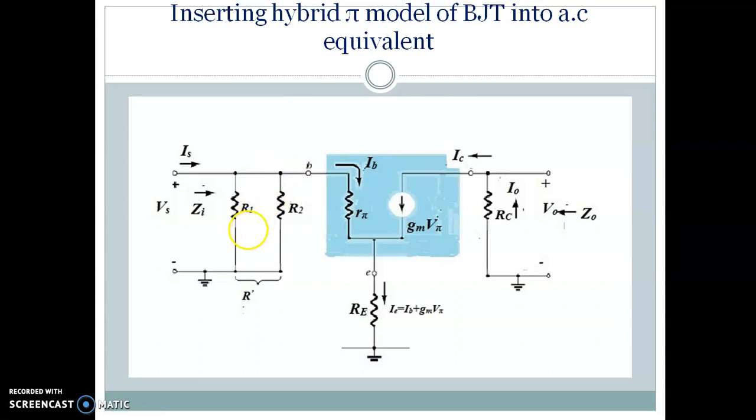We want to find out the input impedance. The input impedance is going to be R dash parallel with R pi and some value of RE. So this arm will become in parallel with this arm, and that is going to be the input impedance, which we do as our analysis.